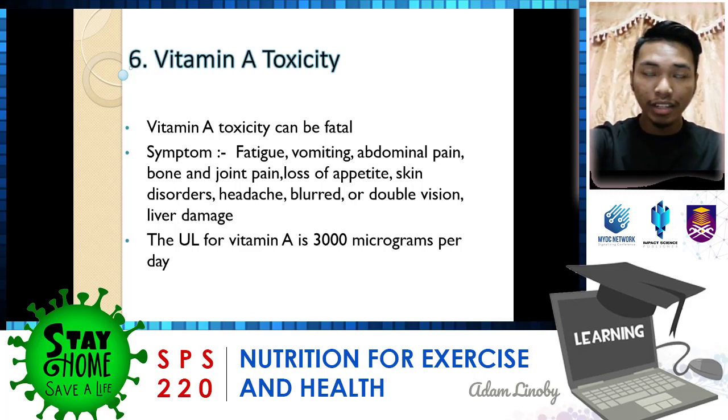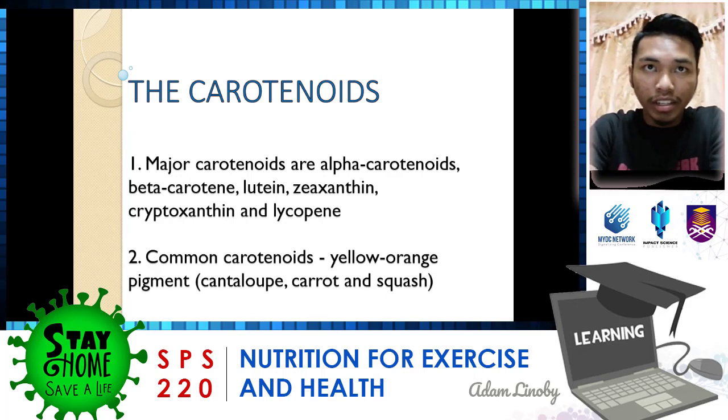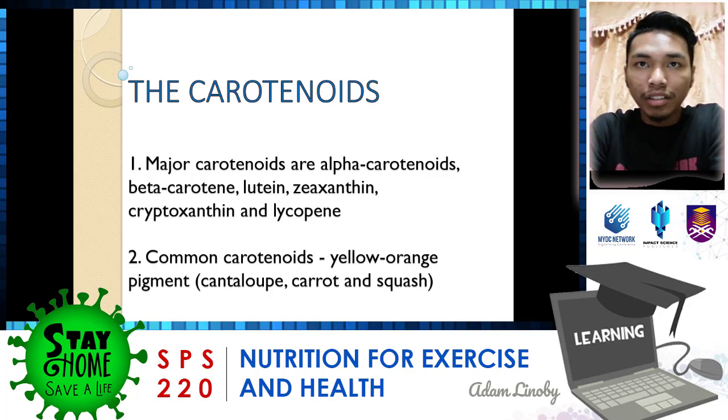So just now I told you about vitamin A, the retinoids, and now I will tell you about the carotenoids. The first one is the major carotenoids: alpha carotene, beta carotene, lutein, zeaxanthin, cryptoxanthin, and lycopene. Common carotenoids are yellow orange pigments, found in cantaloupe, carrot, and squash.